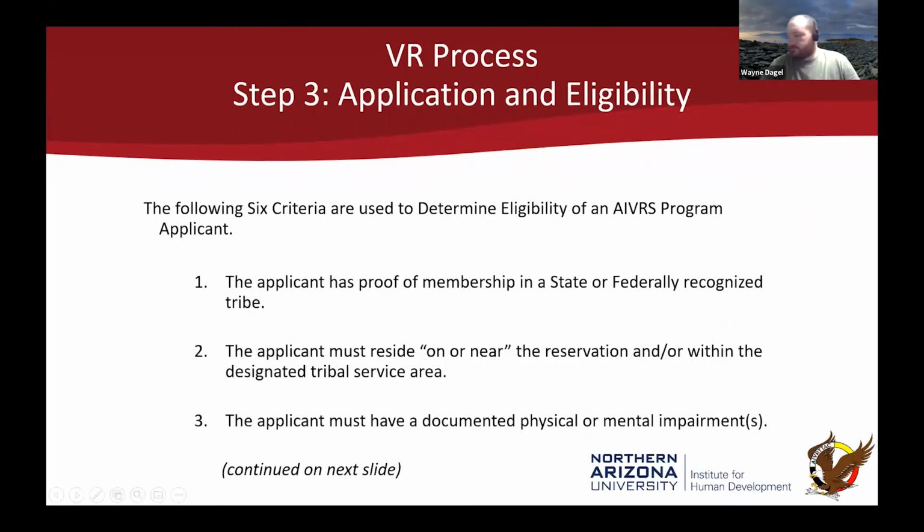Okay. There we go. We're going to slide 17. This is where we're going to talk about the 6 criteria that are used to determine if an applicant is eligible to apply for the AVERS program. First of all, they have to have proof of membership in a state or federally recognized tribe. The applicant must reside on or near the reservation or within a designated tribal service area. The applicant must also have a documented physical or mental impairment.